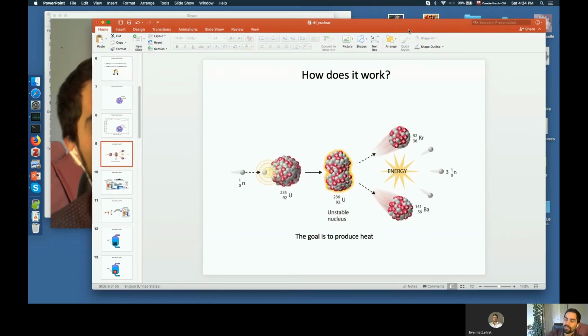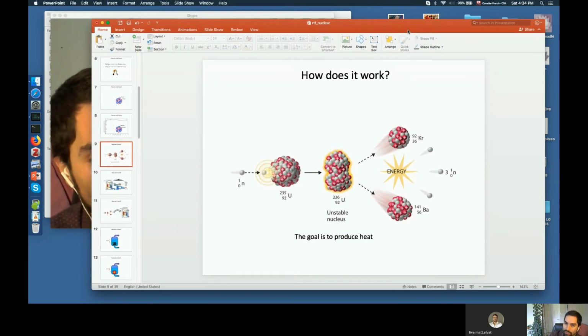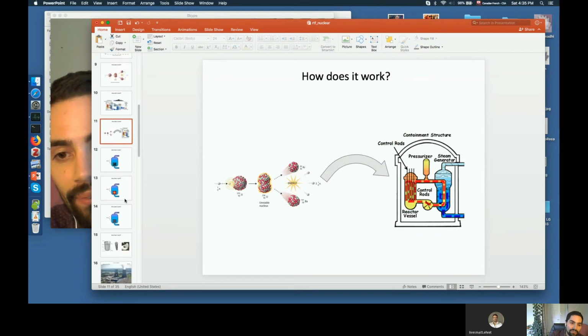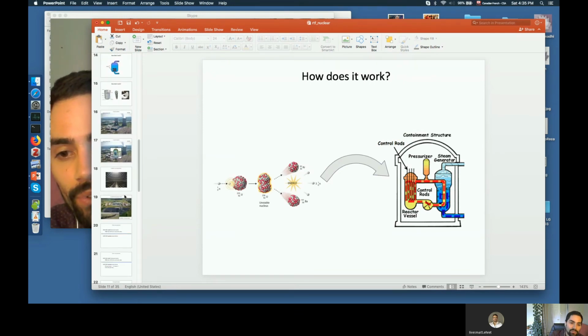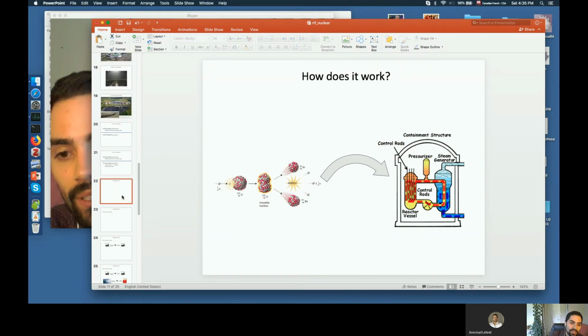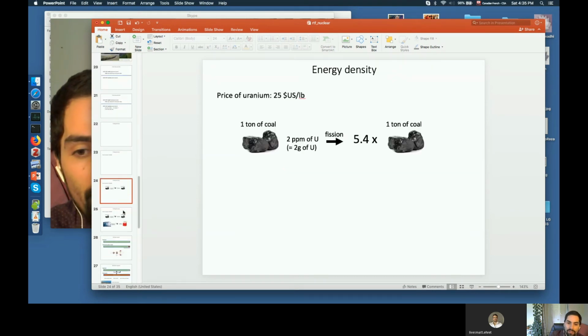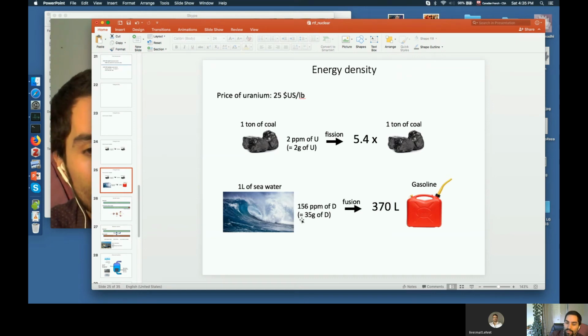Actually, there is a project in France. They have been building a fusion reactor for many years, and it's supposed to work. It's just a matter of building it. Many countries are participating in the project. The advantage of fusion would be that, as I showed here, we have essentially infinite fuel for fusion reaction. In seawater, we have so much deuterium that we will never lack energy.